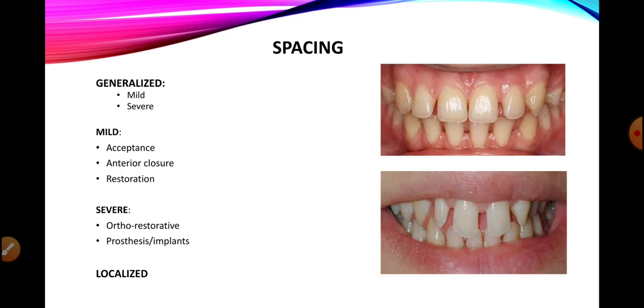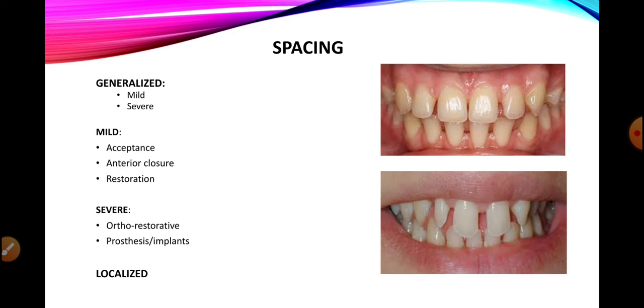So till now I have discussed that the spacing can be either generalized or localized. In case of generalized, it can be mild or severe. So if it is very mild space and it is almost negligible, it can be accepted. Otherwise, anterior closure is preferred, in which the anterior teeth are just closed and given a retainer because the tendency of relapse is there. Or if there is any discrepancy in the height to width ratio, in those cases a restoration or a veneer or a composite restoration can be provided.